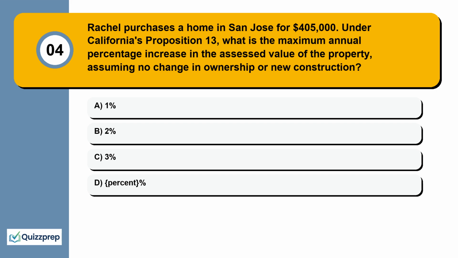Question 4. Rachel purchases a home in San Jose for $405,000. Under California's Proposition 13, what is the maximum annual percentage increase in the assessed value of the property, assuming no change in ownership or new construction? 1%, 2%, 3%, 5%.